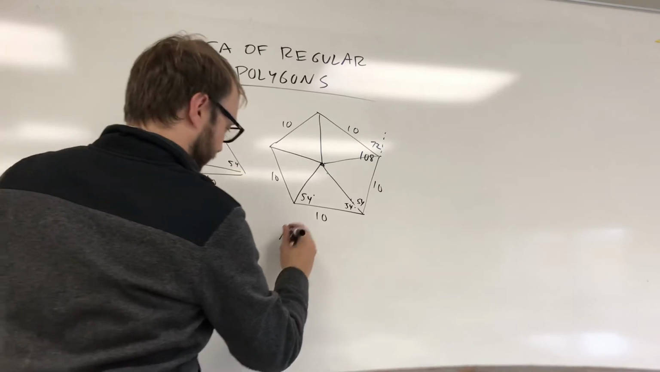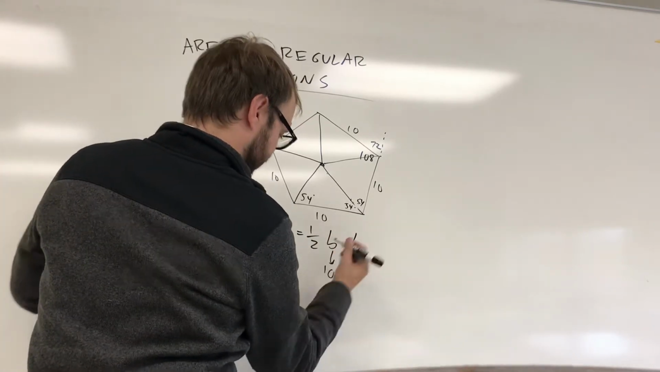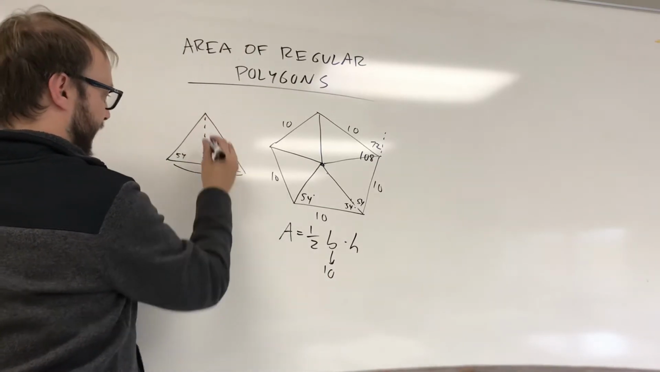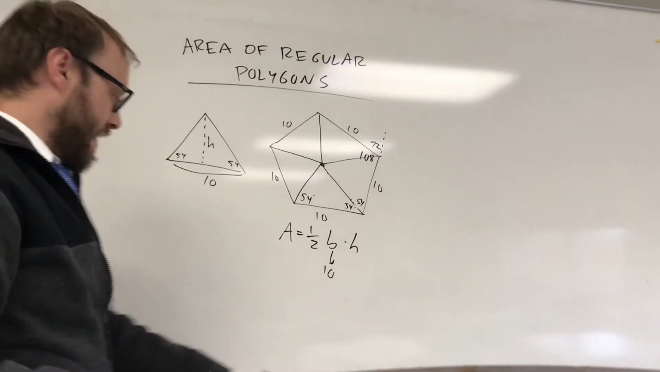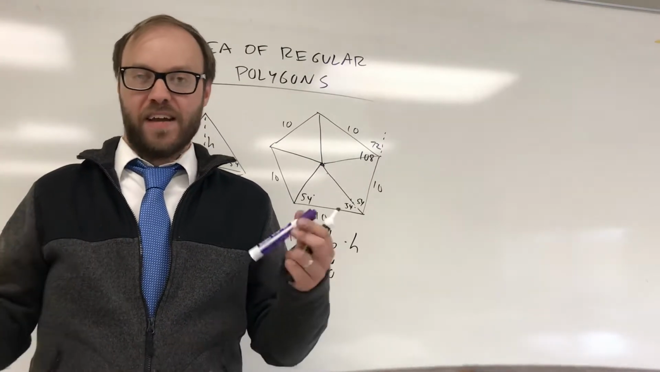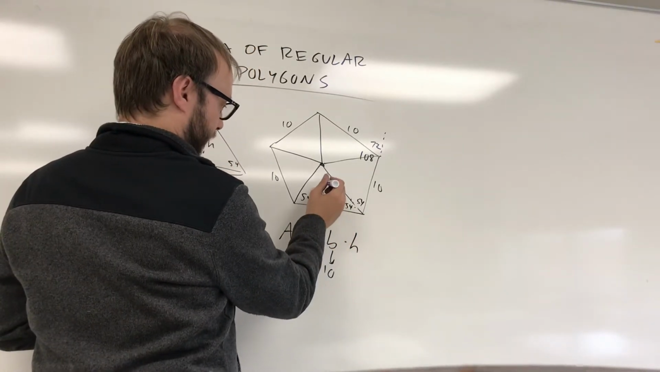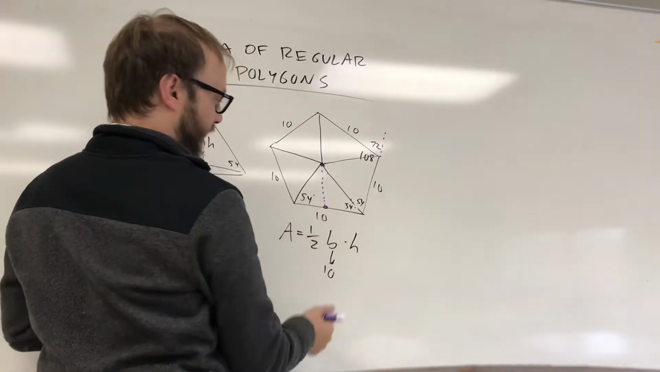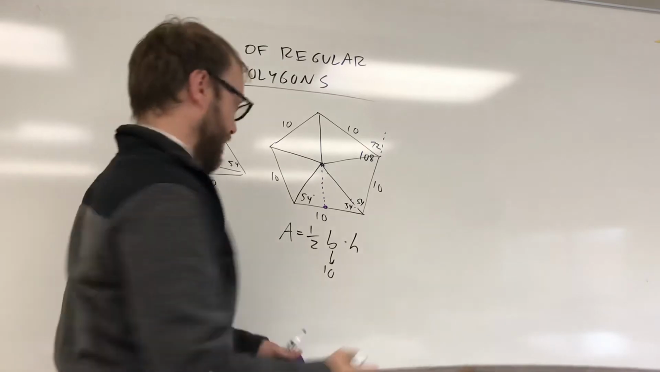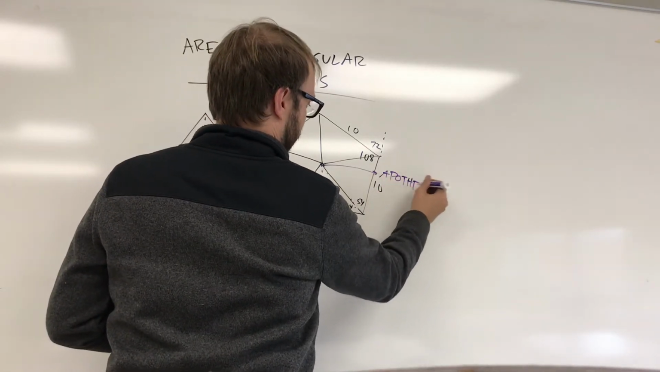Remember that the area of a triangle is half the base times the height. I already know the base is 10. So all I'm really trying to do is find that height right there. The height, and this applies to the hexagon problems as well, although I didn't actually put it in the video, goes from the midpoint of a side to the center. It has a special name. It is called the apothem.